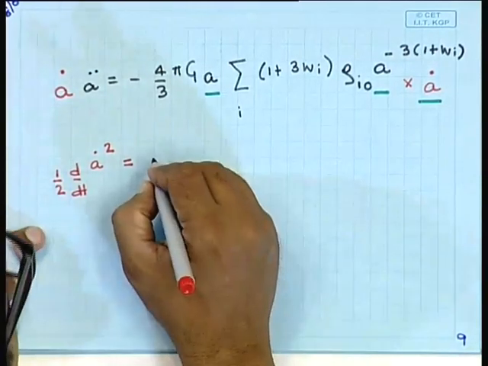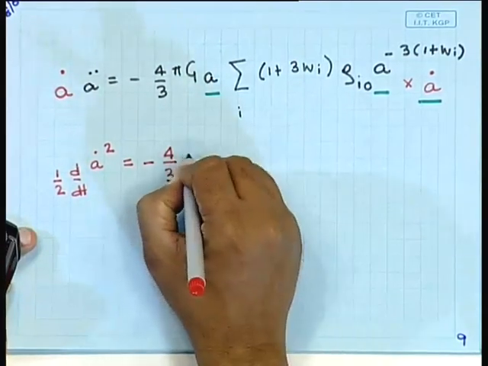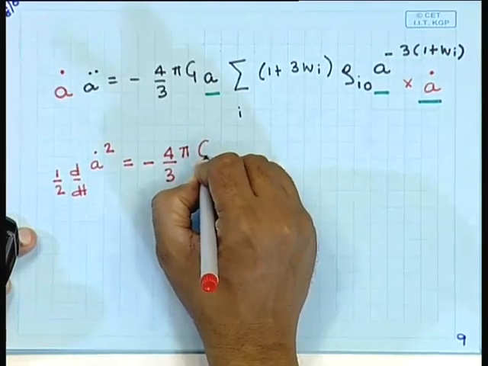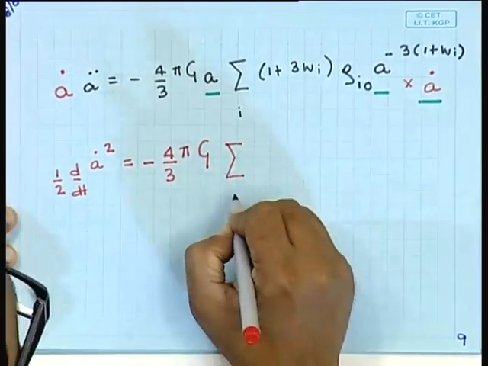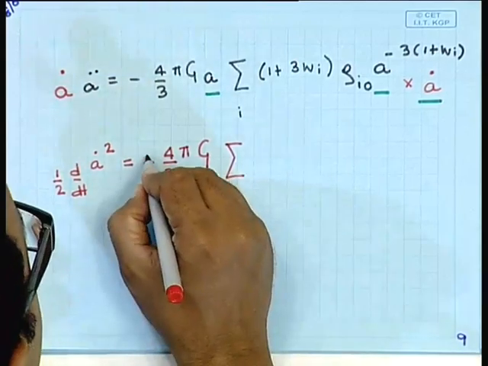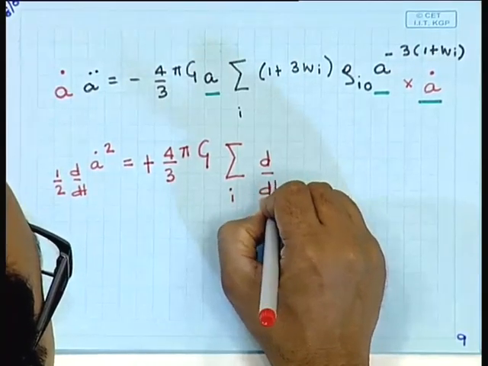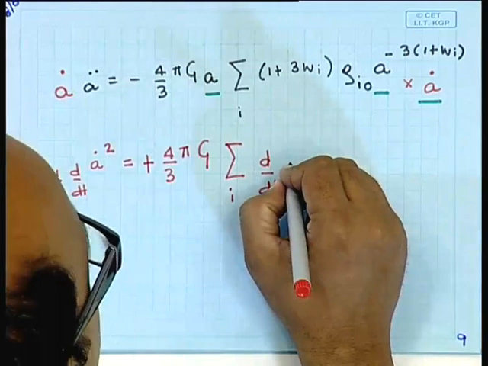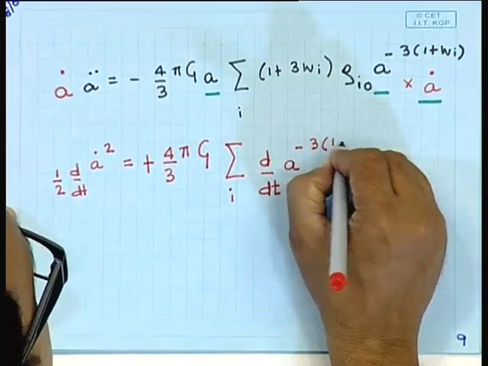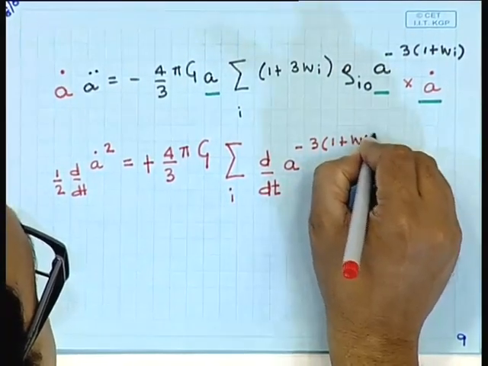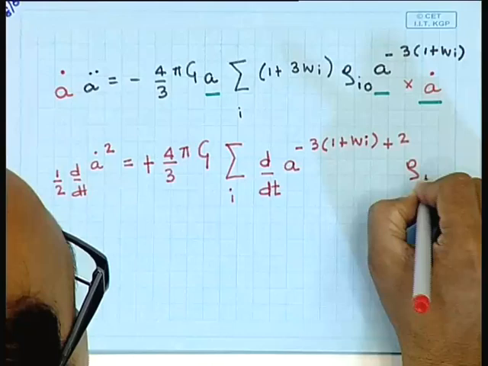and this can be written as the time derivative, sorry, this will be plus of a to the power minus 3 into 1 plus w I plus 2 into rho I naught.